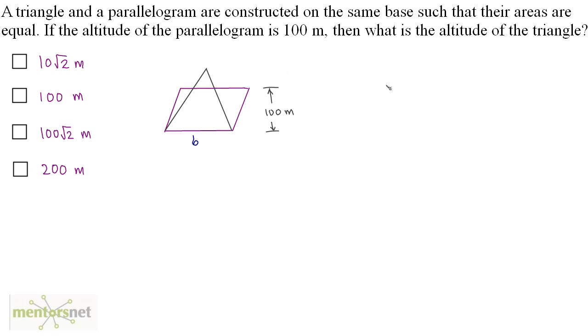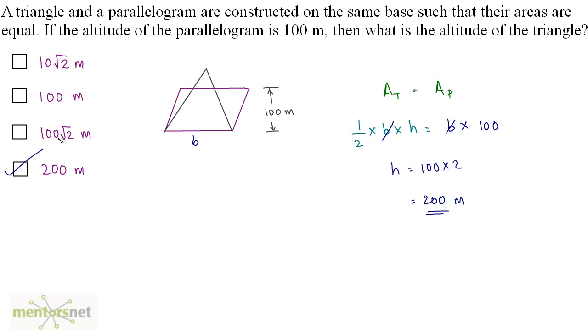So we have been given that the area of the triangle is equal to the area of the parallelogram. Now what is the area of a triangle? That's half into base into height. It is equal to the area of a parallelogram, which is base into height. So that will be base into 100. Now base is common, so I can cancel out this B here. So I have H is equal to 100 times 2, and that's 200 meters. So option D, that's 200 meters, is the height of the triangle.